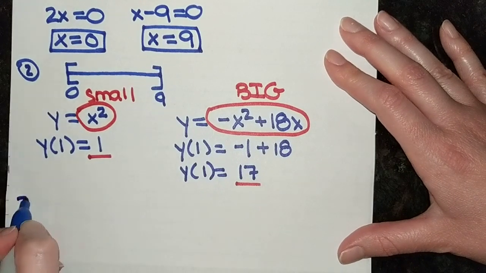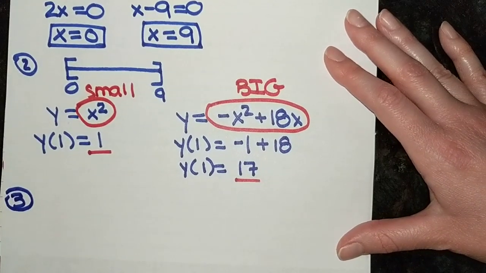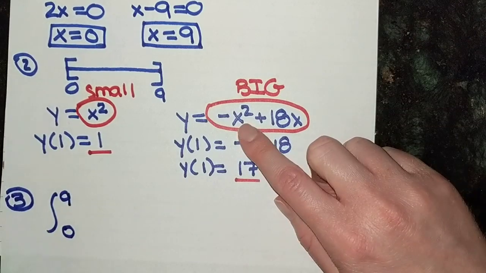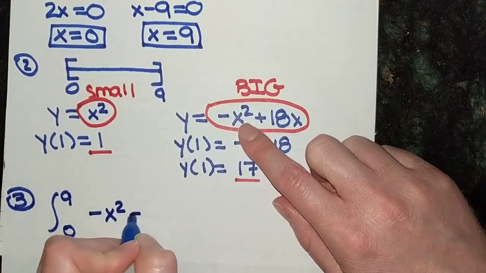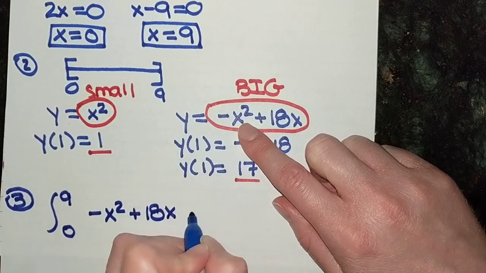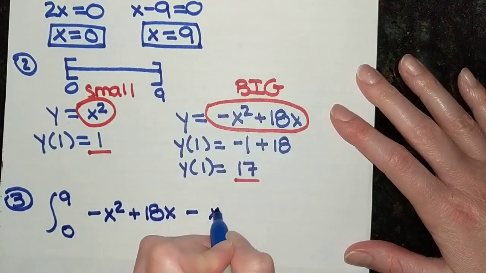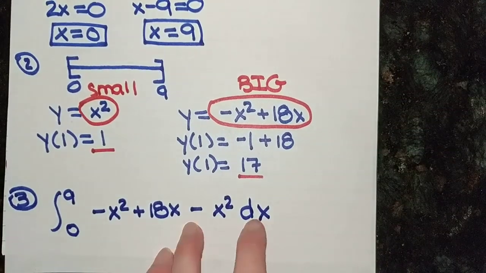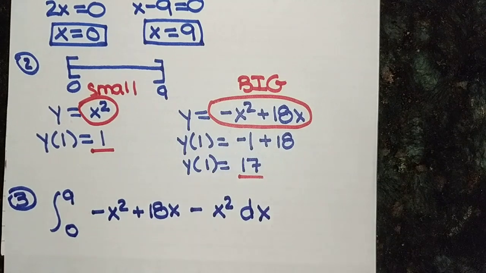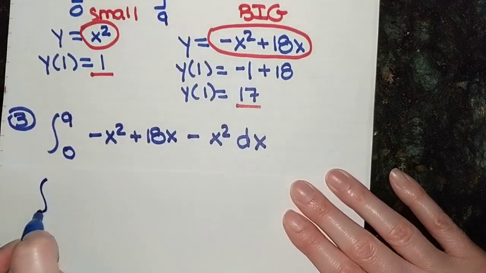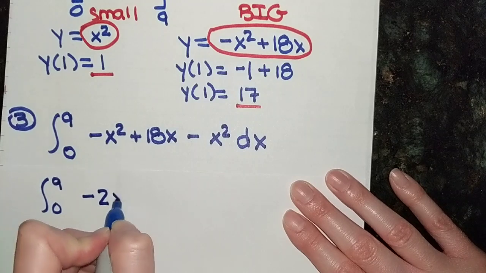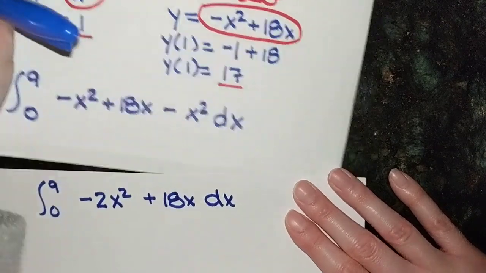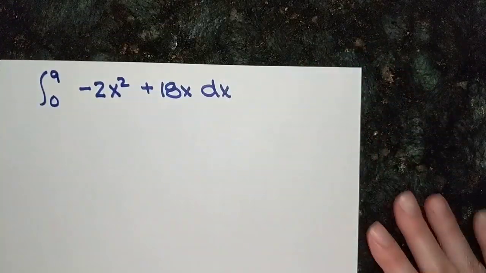So now we can put these two things together into our integral. So we're going to integrate from 0 to 9, and the big function is negative x squared plus 18x minus the small function, which is x squared, dx. All right, so before you integrate, I would combine your like terms. So that's going to give you negative 2x squared plus 18x dx. And now that it's simplified, you're ready to integrate.